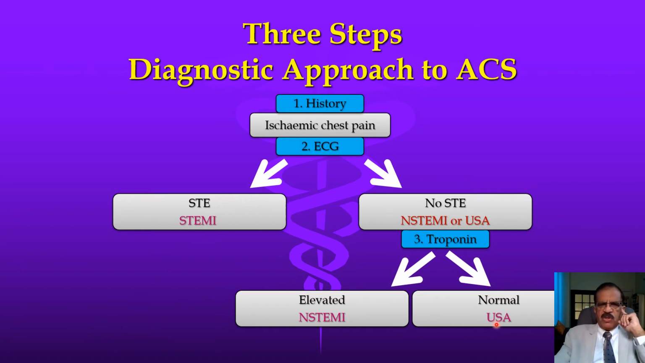So this is the 3-step approach. First step, history. Second step, ECG. Third step, troponins. And on that basis, you can tell what category of acute coronary syndrome the patient falls in.